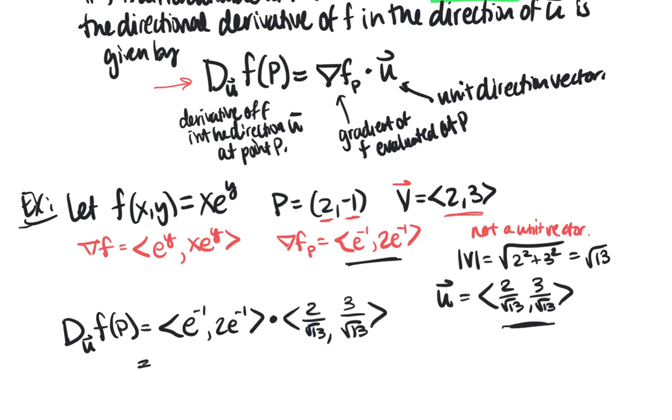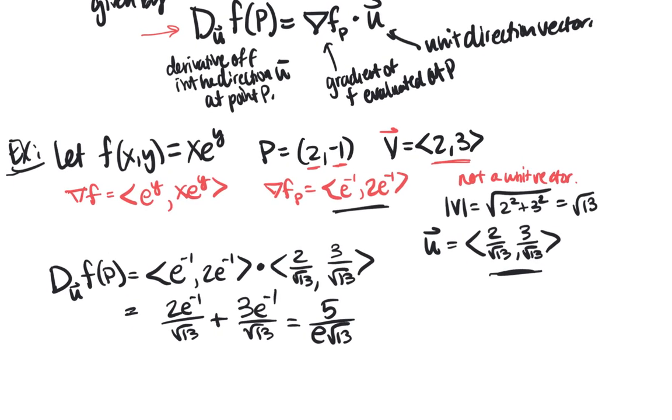Okay, and so when I do that, I'm going to get 2e to the minus 1 over root 13 plus 3e to the minus 1 over root 13, which ends up being 5 over e square root of 13. So that is slope. Maybe it would make sense here to do some sort of decimal approximation of that, because I don't really have an idea in my mind of what that number is approximately. If I got a number for that, that would tell me how steep this function is going in this direction at this point. So that would be the slope or the steepness in that direction.